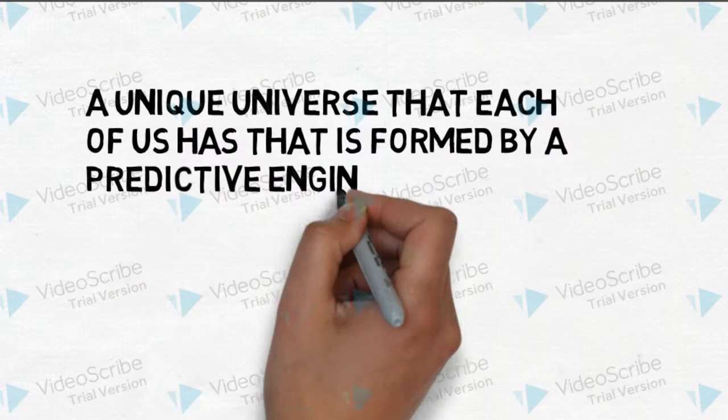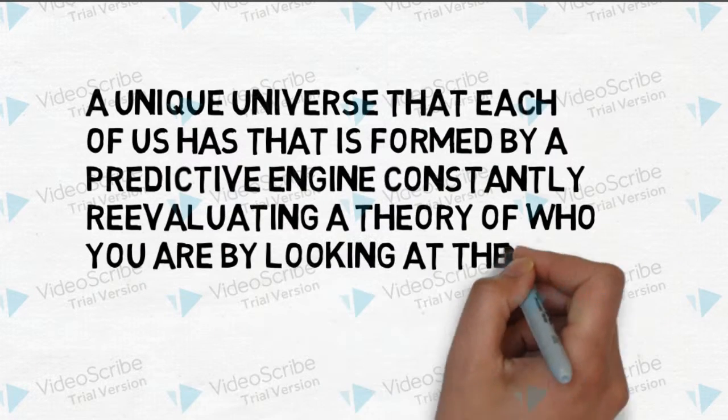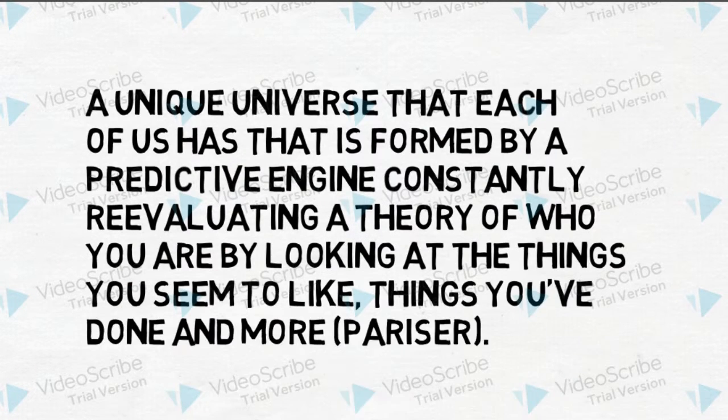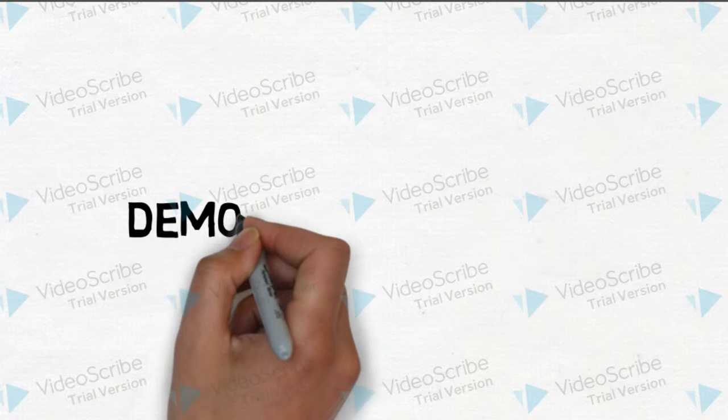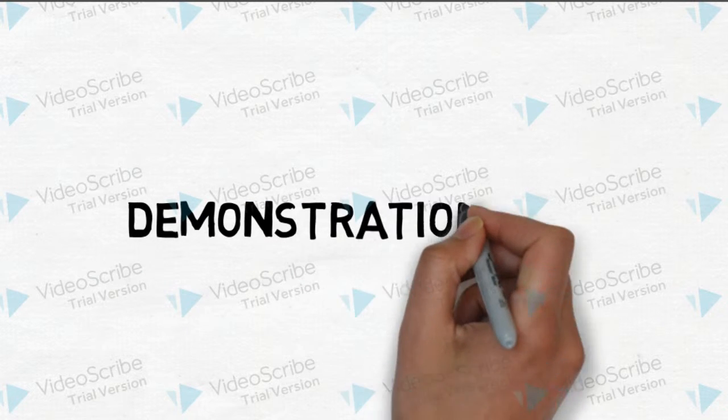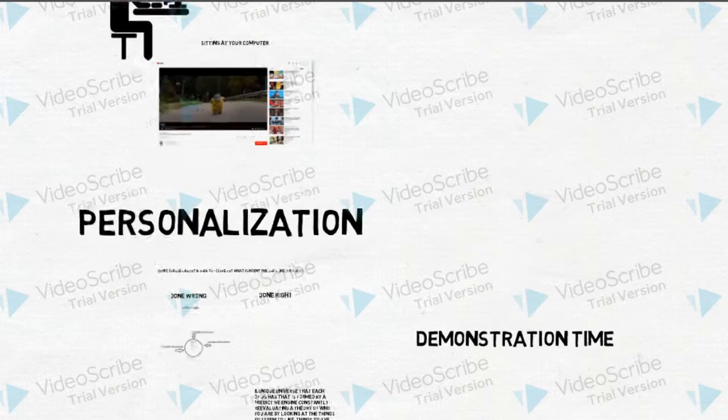Or, to put it in a more technical term, a unique universe that each of us has that is formed by a predictive engine constantly reevaluating a theory of who you are by looking at the things you seem to like and things you've done. Now, I will give a brief demonstration of a filter bubble in action.